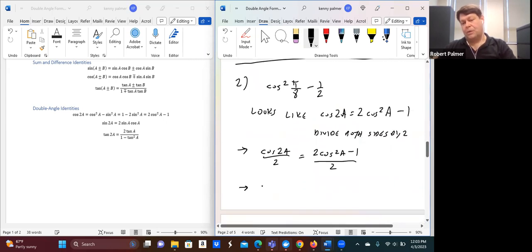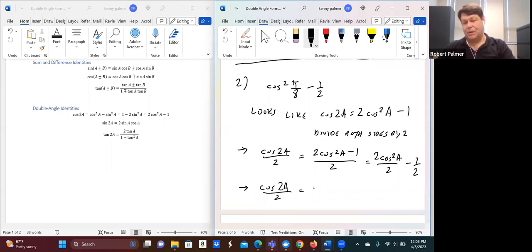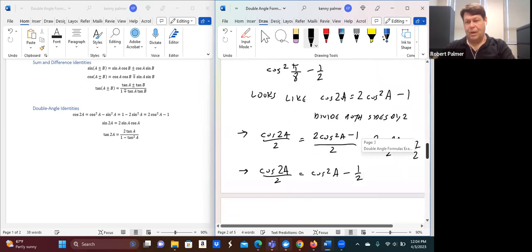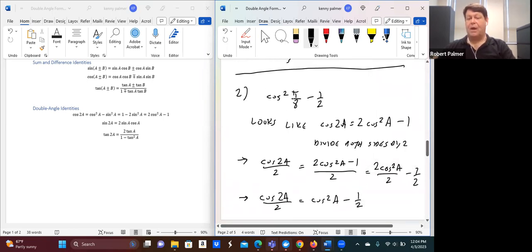If we do that, then we just get the cosine of 2a. Let me do a better job here. So the cosine of 2a over 2 is equal to, splitting this up into 2, 2 times the cosine squared of a over 2 minus 1/2. And of course, that's just going to be cosine squared of a minus 1/2. Now this looks the same. So if we compare it, then a is pi over 8.